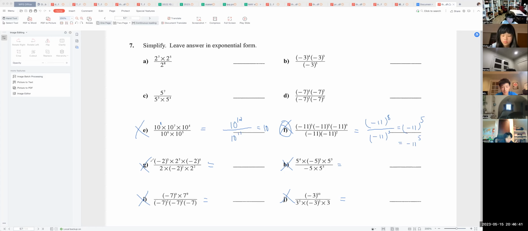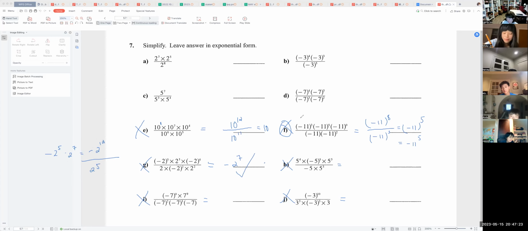Okay, Calvin, can you tell me number G? Number G is negative 2 to the power of 7. Let me see. So negative 2 to the power 5 times 2 to the power 7 equals 2 to the power 12. The bottom is 2. You see, I was right.